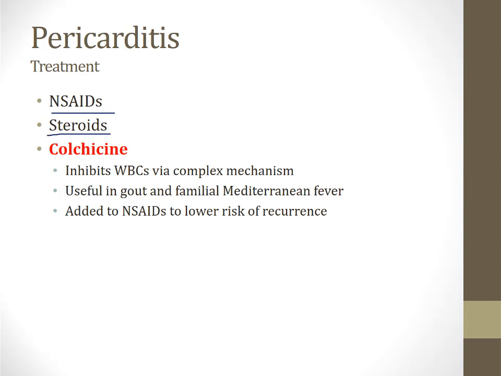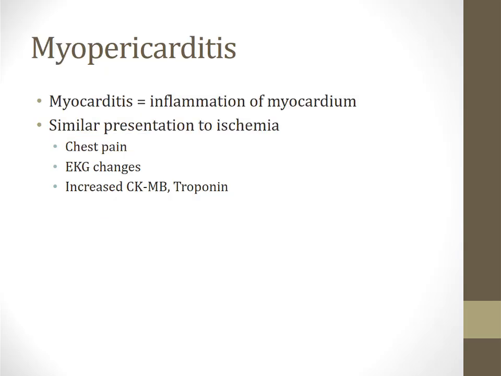And then finally, colchicine is a special medicine that is used in pericarditis. It inhibits white blood cell action via a complex mechanism that's not well understood. Colchicine basically has three niche uses. One of them is pericarditis. It's also effective in gout, and it's also effective in the rare condition familial Mediterranean fever. And we usually add this to nonsteroidal anti-inflammatory drugs to treat pericarditis and lower the risk of recurrent pericarditis.